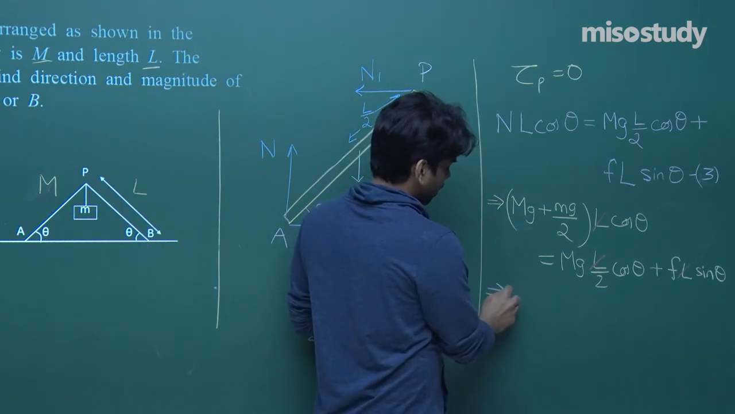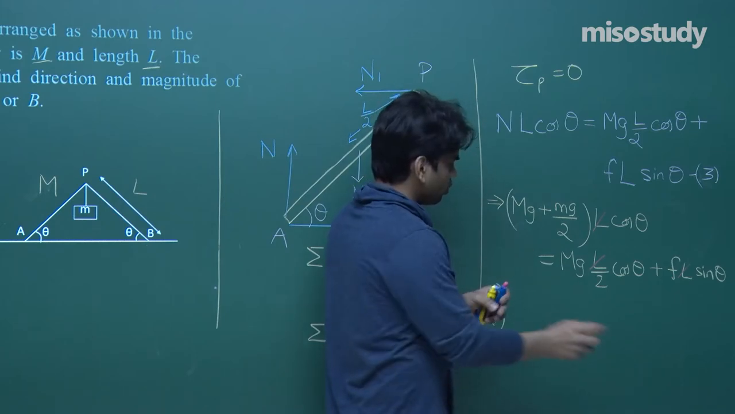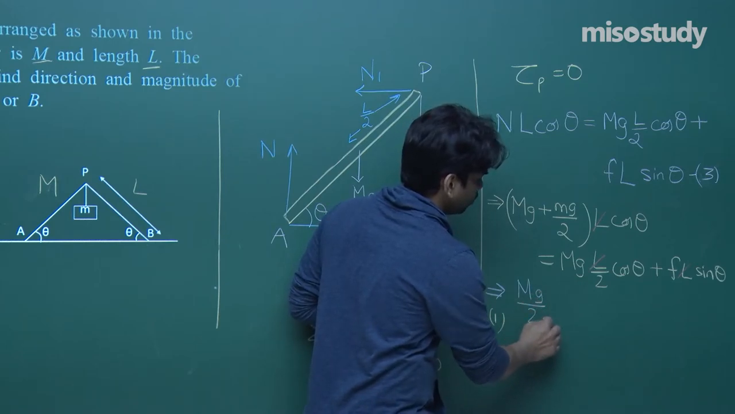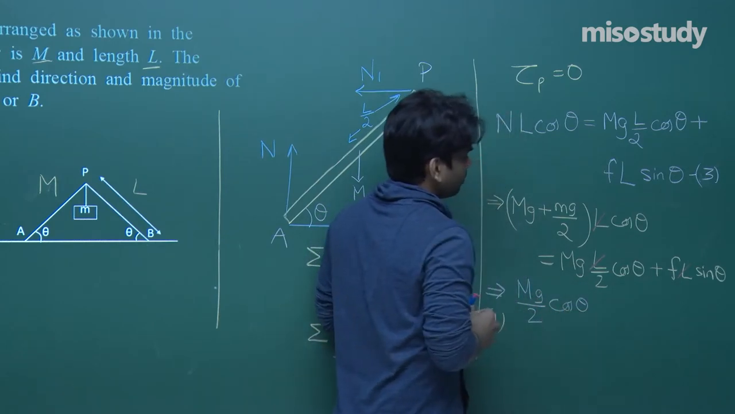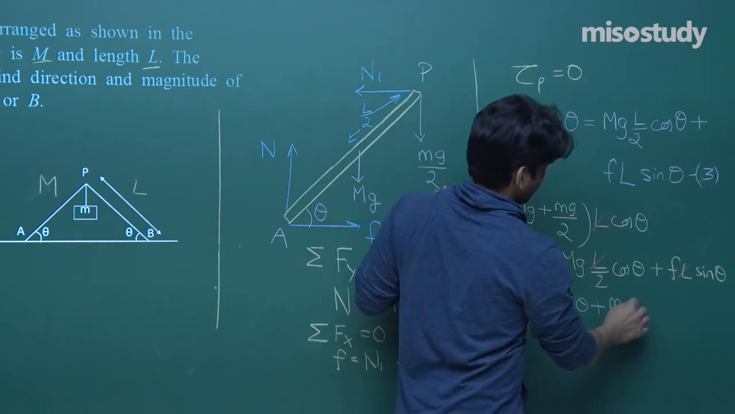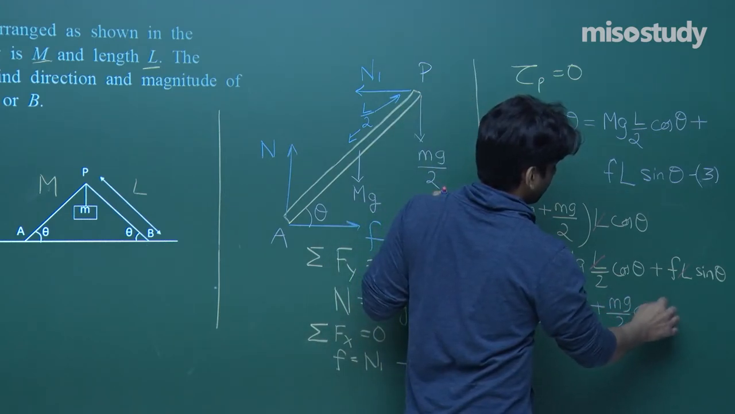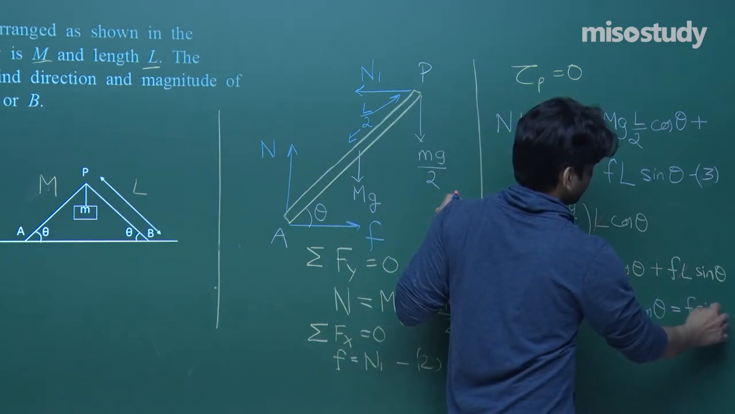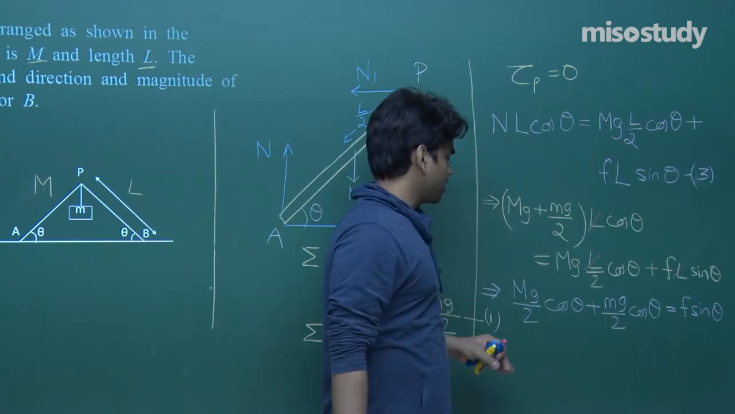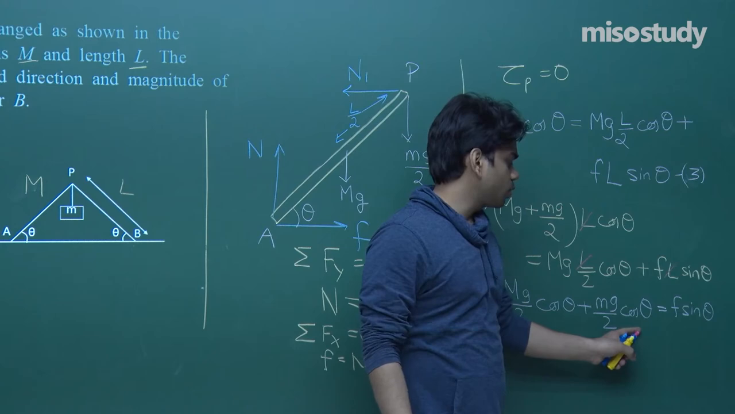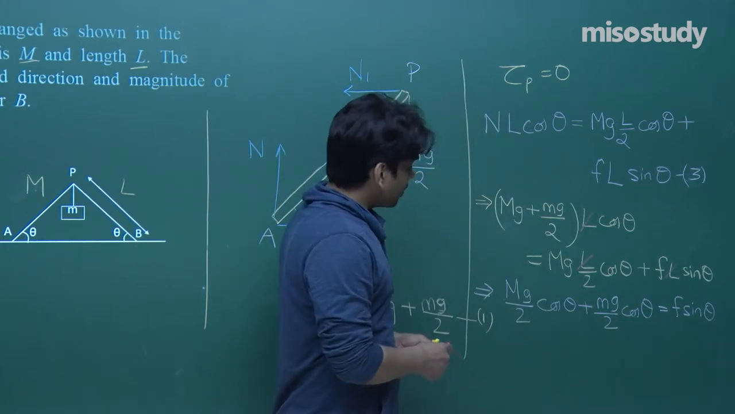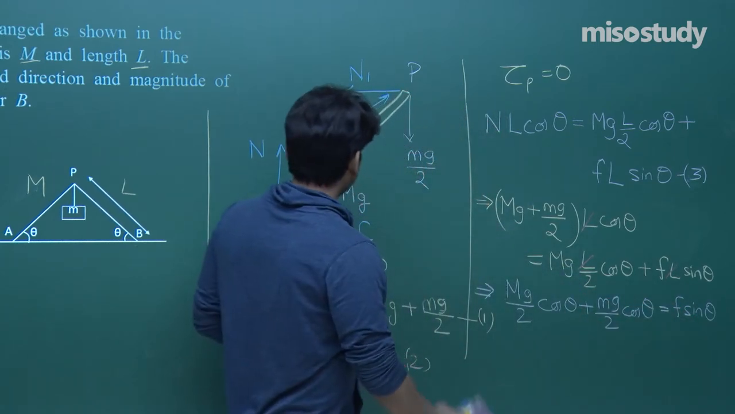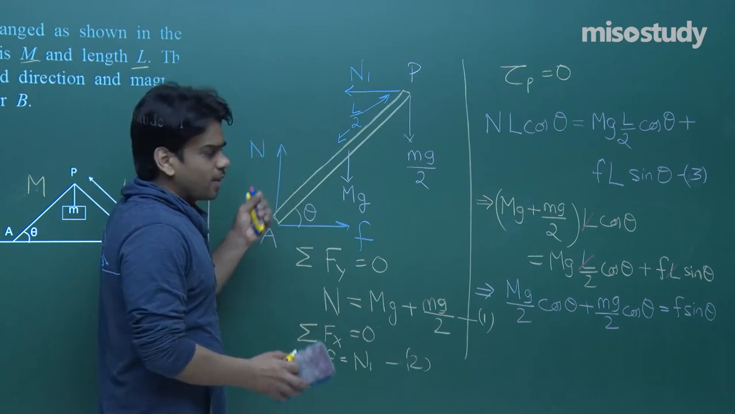So just calculate, rub your pen on your copy, and you will find that this term can be written as mg by 2 cos theta plus mg by 2 cos theta is equal to F sine theta. So we got this, mg by 2 cos theta plus mg by 2 cos theta is equal to F sine theta. Now, g cos theta can be taken as common, and if we divide with sine theta, we'll be having g cot theta. So for the final answer, I believe that you would have taken down the diagram. I'm rubbing this part.